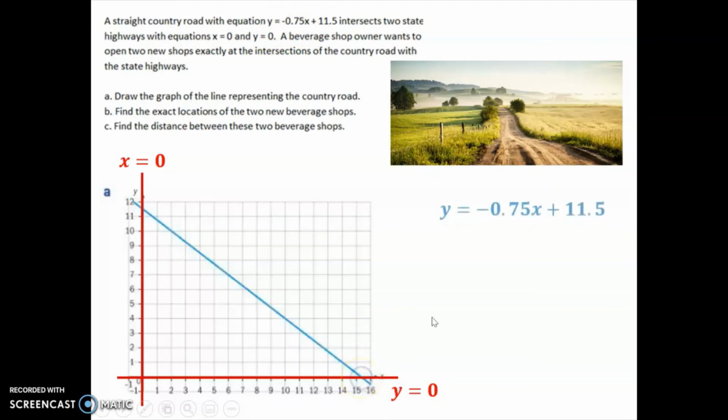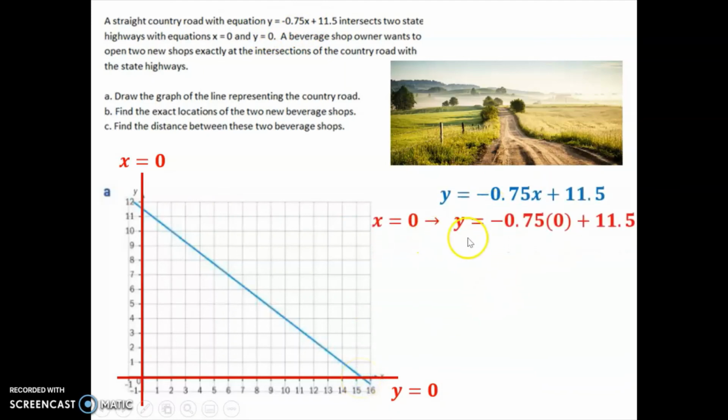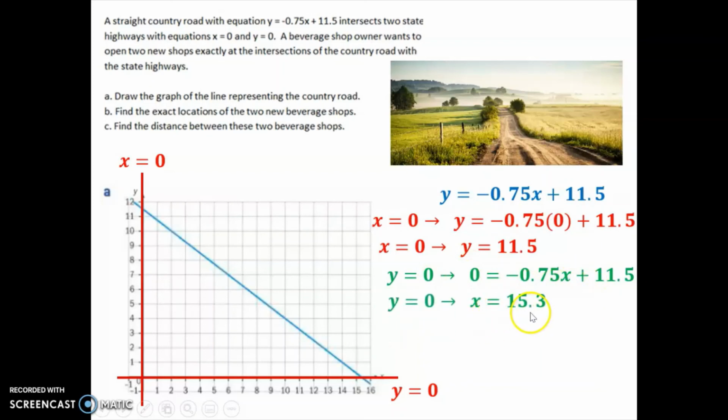Try that. If you make x 0 here, you solve for the y value, which is your y-intercept. And now we're going to do the opposite. Make the y value 0 right here. Put 0 into the equation, solve for x. That is 15.3. Gives you the exact location there. All right, so now we know where the two beverage shops are.